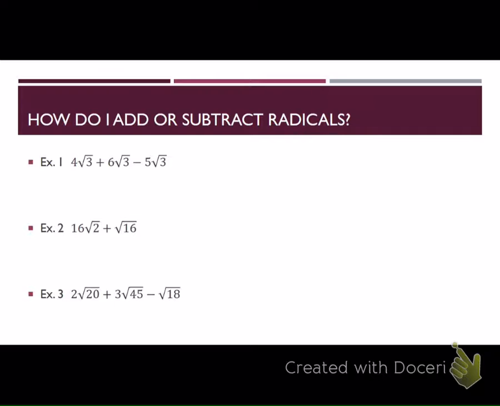The first thing you always have to do is look to simplify your radicals if possible. So we have radical 3. Can radical 3 be simplified? Can you do a factor tree for radical 3? No, you can't. So none of these can be simplified. From there, you just add.